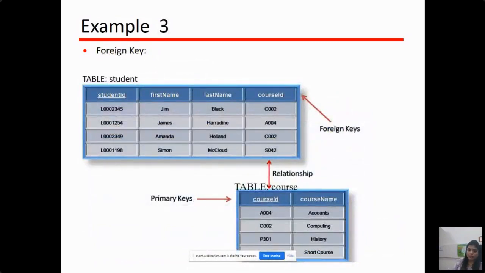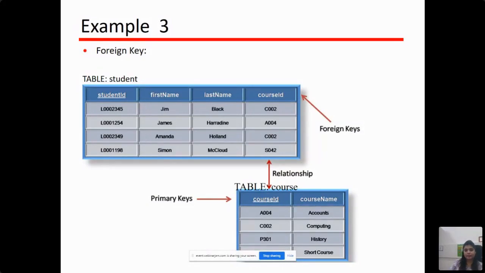Now for the foreign key, if I have two tables, course table and student table, how can I link the student table with the course table? A foreign key has one property: whichever attribute you choose as the foreign key, it should act as the primary key in the other table which you are trying to link. So the other table is course. You are trying to link the student and the course table. So in the other table, you will see that course ID is the primary key.